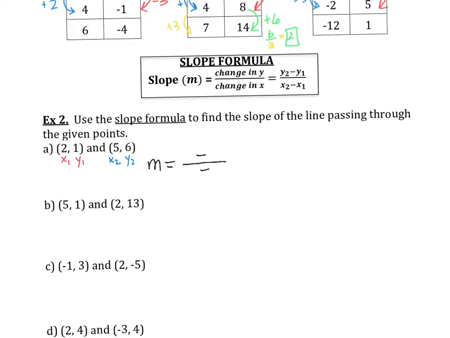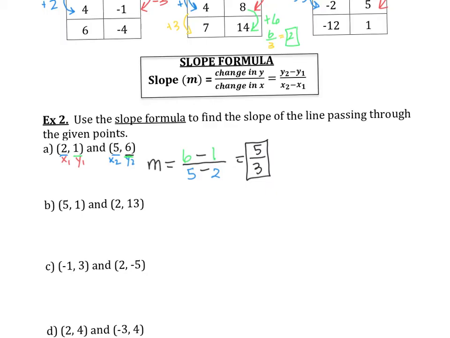Okay, so the y2 is 6 minus y1 is 1. Okay, now on the denominator x2, x1, 2. Okay, I'm going to go ahead and simplify this. 6 minus 1 is 5. 5 minus 2 is 3. Does that simplify? No, 5/3 is a good slope. Fractions are great with slope.